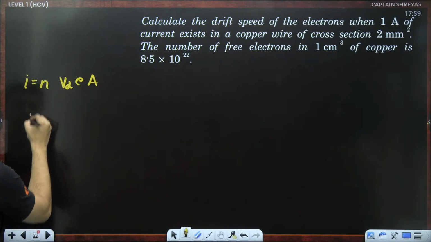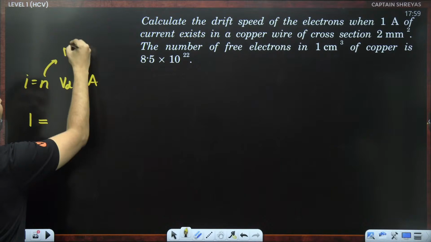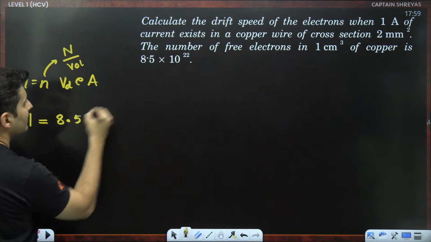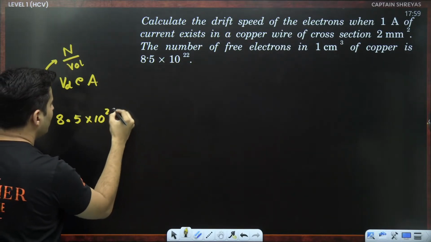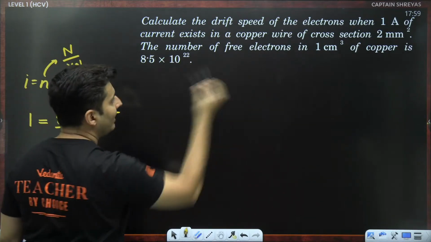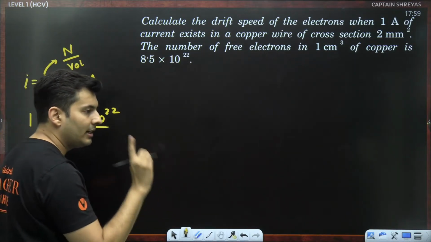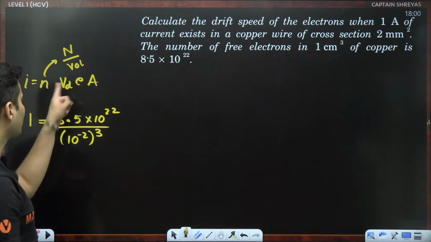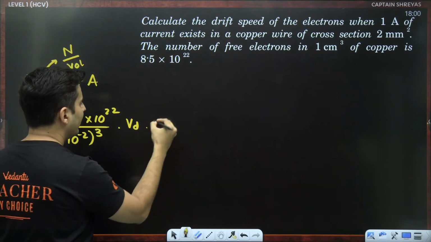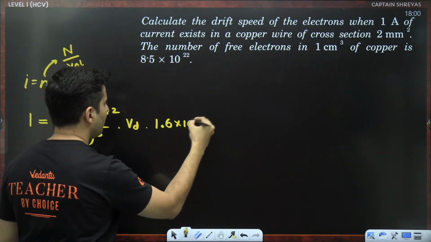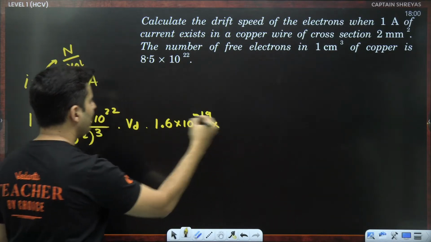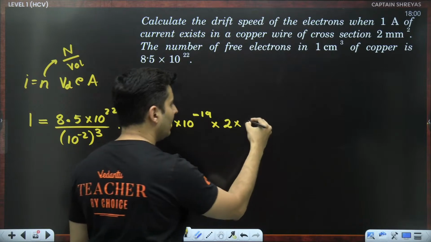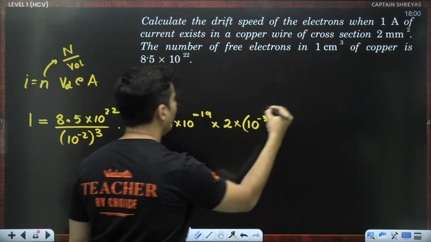So the current value is 1 ampere. This n is capital N by volume. So what is capital N? It is the number of charge carriers, which is 8.5 multiplied by 10 to the power 22. What is the volume? 1 centimeter cube. 1 centimeter is 10 to the power minus 2 meters. So cubing it means raised to the power 3. Drift speed, I do not know. Electron charge is 1.6 into 10 to the power minus 19, multiplied by the area. What is the area of cross section? 2 millimeter squared. Milli is 10 to the power minus 3. So square it: 10 to the power minus 3 whole square.